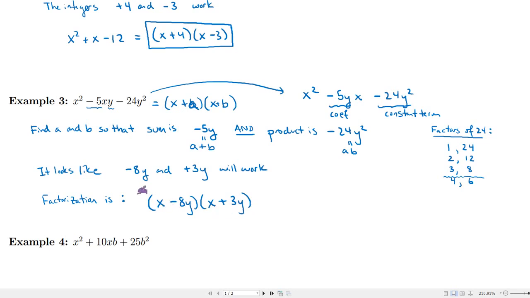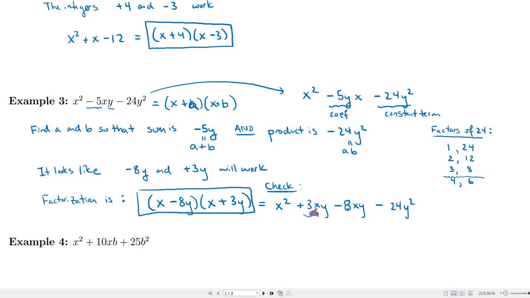Now, if you're not convinced that that's true, you can always check your solution, right? You can always check and FOIL this out, right? So first two terms, x squared. Then we'll have plus 3xy and then minus 8xy. And then negative 8y times 3y is negative 24y squared. And then these are like terms, so they will combine together, the coefficients combine, and we'll get negative 5. So we'll have x squared minus 5xy minus 24y squared.